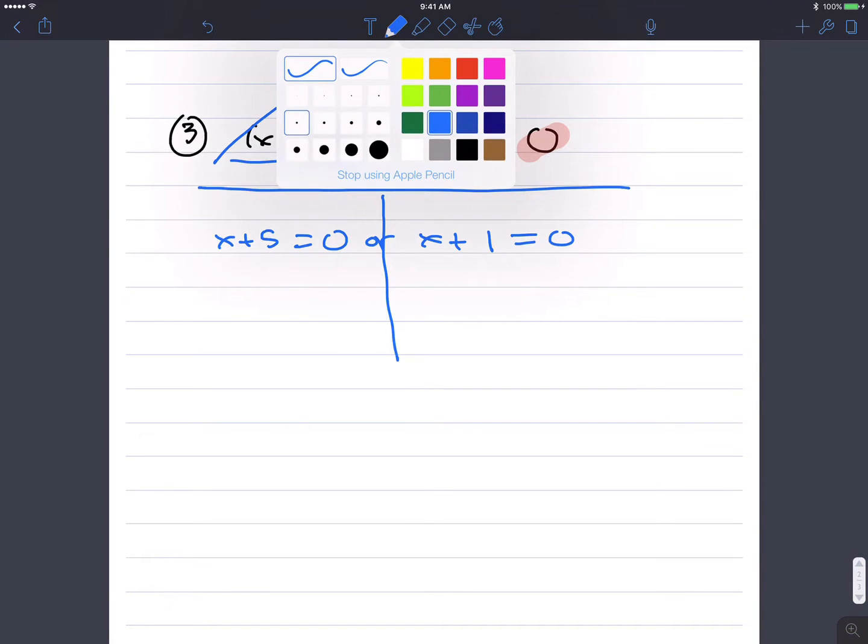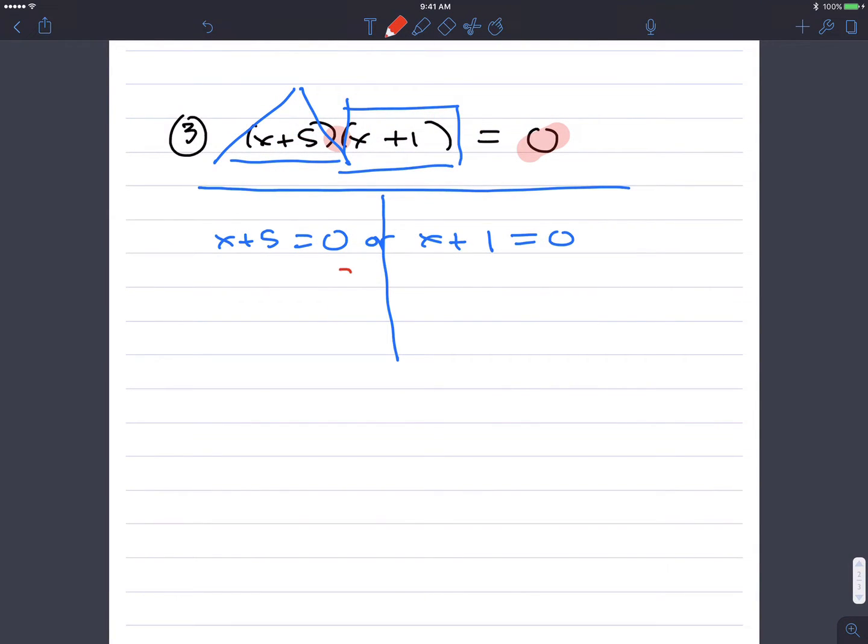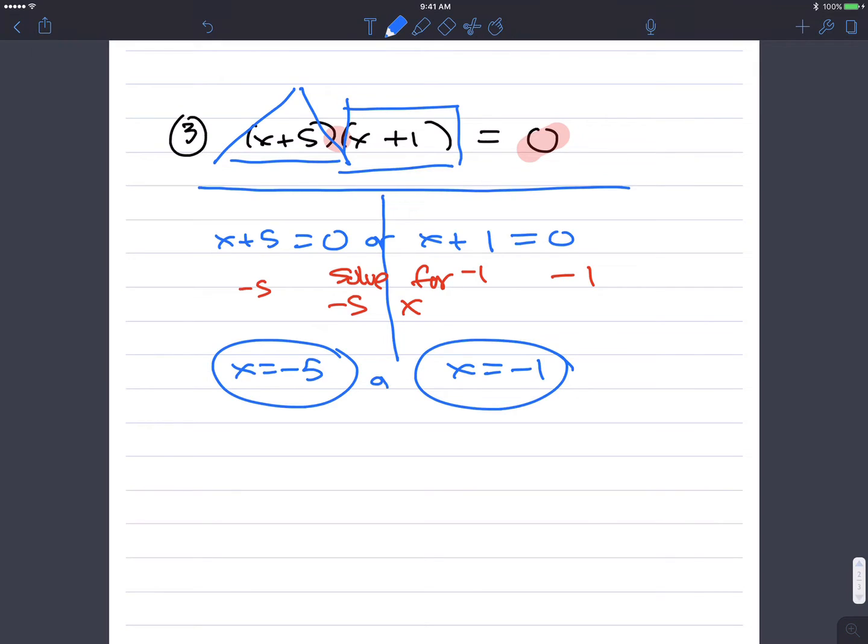And then, of course, you solve for x. Subtract 5, subtract 5. Subtract 1, subtract 1. What do you guys get? x equals negative 5, or x equals negative 1. And you're done. That's number 3. Okay, you guys okay with that?